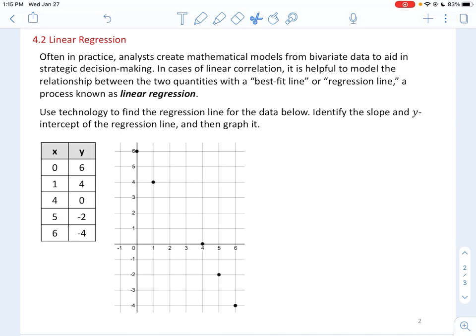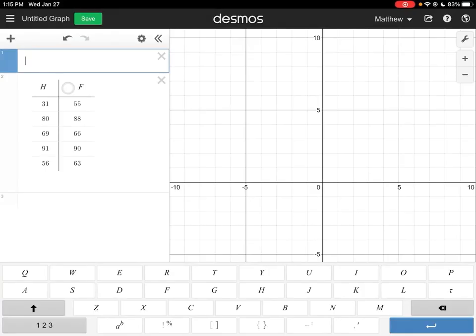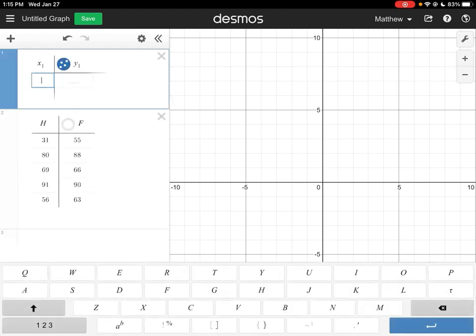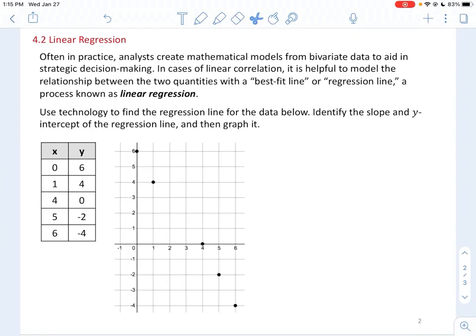Now I'm going to use Desmos to do this. There's a table already I have in Desmos. That's for the next example. I want to show you how to create a table from scratch. Hit the plus sign in the top left corner and then say table. It'll default to x1, y1 as the headers. And then we just have to enter the data from our table.